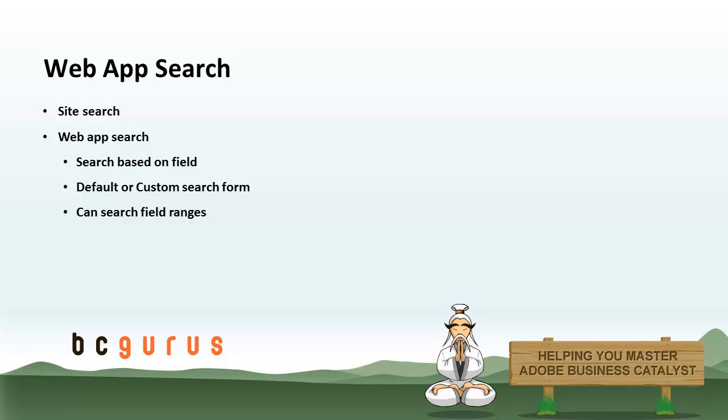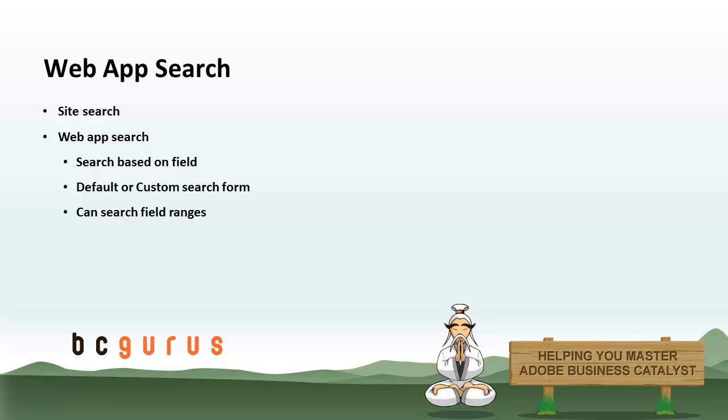More powerfully though, we have a specific web app search, and the reason this is more powerful and oftentimes more useful is it allows you to search on the specifics of your actual custom fields and have a little bit more control and relevance when it comes to your search results.